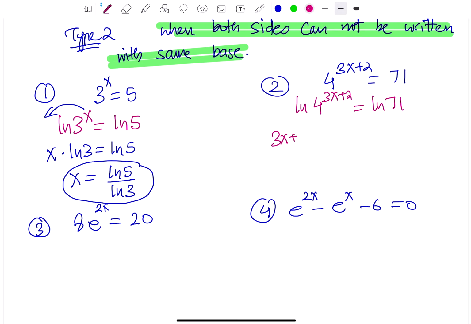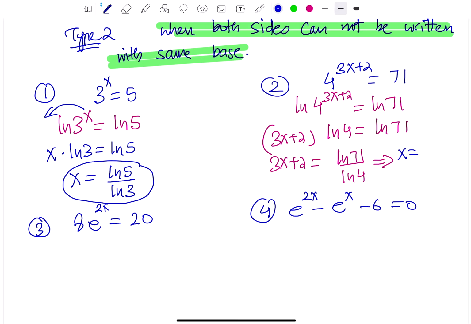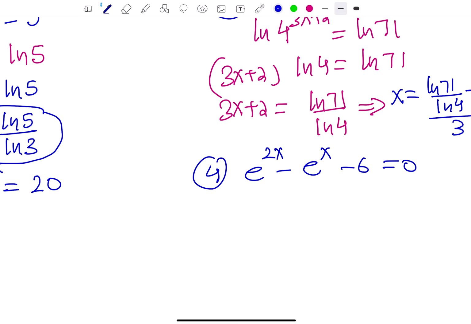So the exponent comes in the front. (3x plus 2) times natural log of 4 equals natural log of 71. 3x plus 2 comes out to be natural log of 71 divided by natural log of 4. From here, when solving for x, we can get x equals natural log of 71 over natural log of 4 minus 2, divided by 3, which can be simplified a little further.